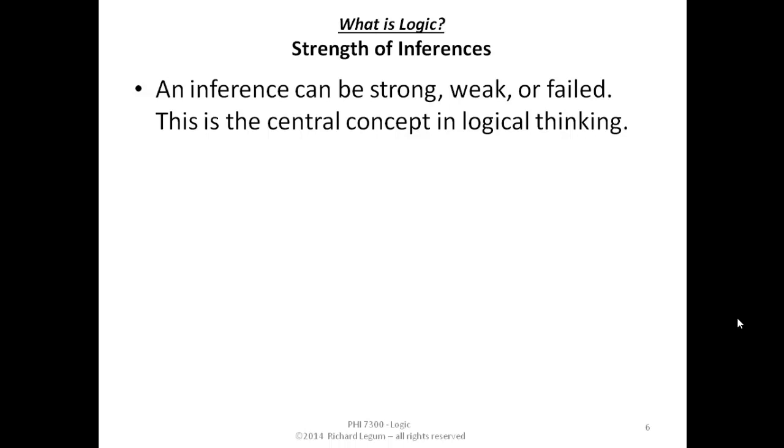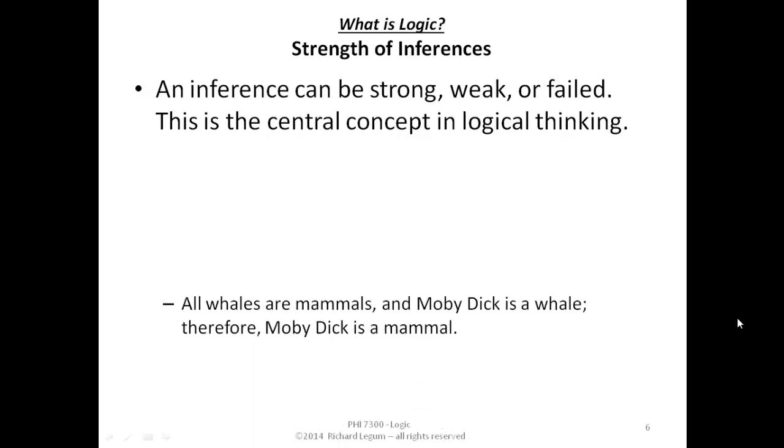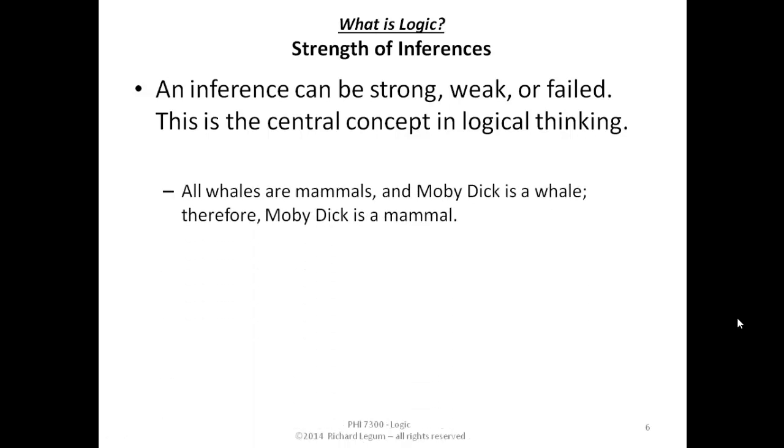To understand what these characteristics are, let's consider three arguments. The first one: all whales are mammals, and Moby Dick is a whale, therefore Moby Dick is a mammal. Think about that for a second. Strong, weak, or failed? Well, maybe you're not sure. But if we assume those first two clauses to be true, that all whales are mammals and Moby Dick is a whale, those two things pretty strongly support the inference to the claim that Moby Dick is a mammal.